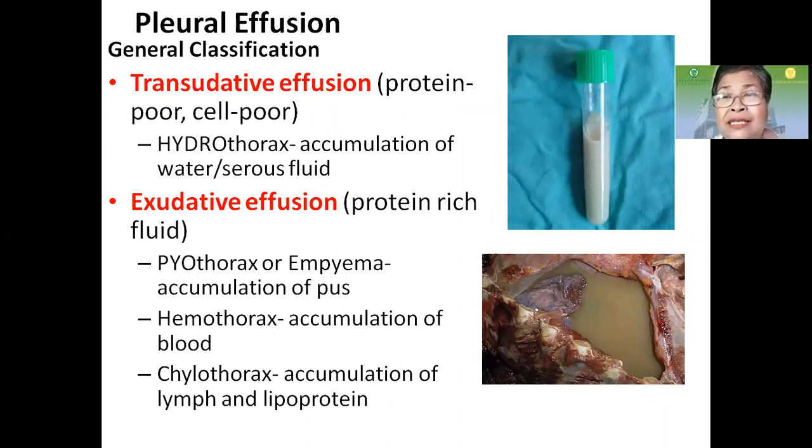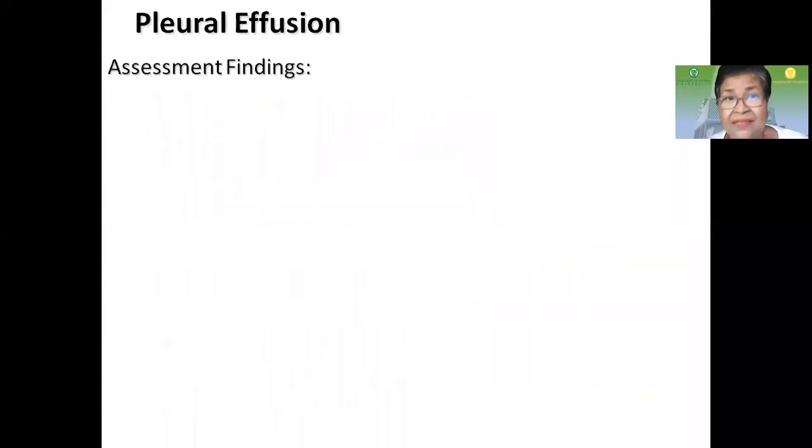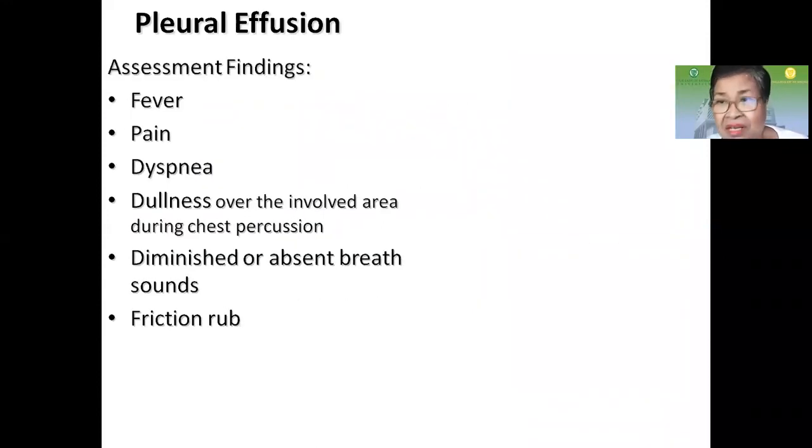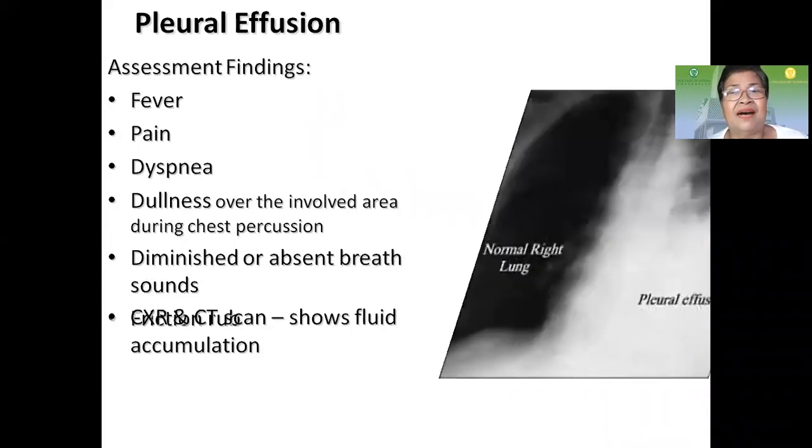Like when a patient has cancer of the breast and has obstruction with the lymphatic flow. Okay, in short, pag malabnaw, cell poor, tubig lang, transudates. Pagka malapot, no, malapot siya: pus, blood, chyle, lymph, and lipoprotein, that is exudates, exudative effusion. But whether malabnaw, transudates, or exudates, the effect are the same. Okay, the effect are the same.